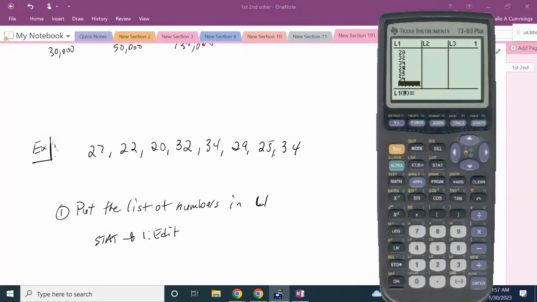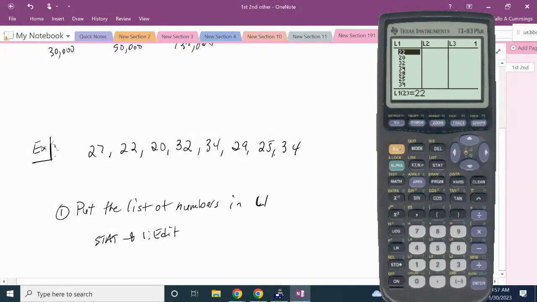All right, so we should have a list of 8 numbers: 1, 2, 3, 4, 5, 6, 7, 8. And you should always just double check the numbers in your list. Okay, so it looks like I got them all. So that's the first thing, right? Put the numbers into the list on the calculator.